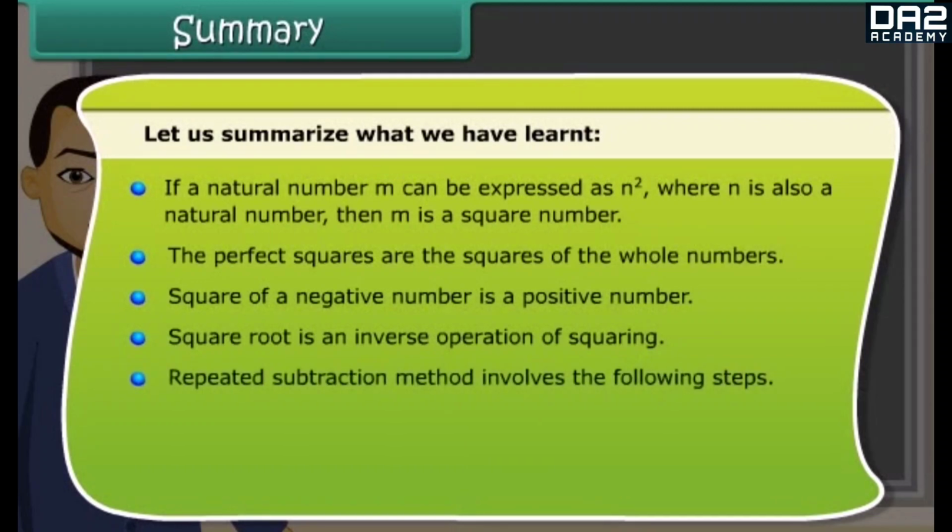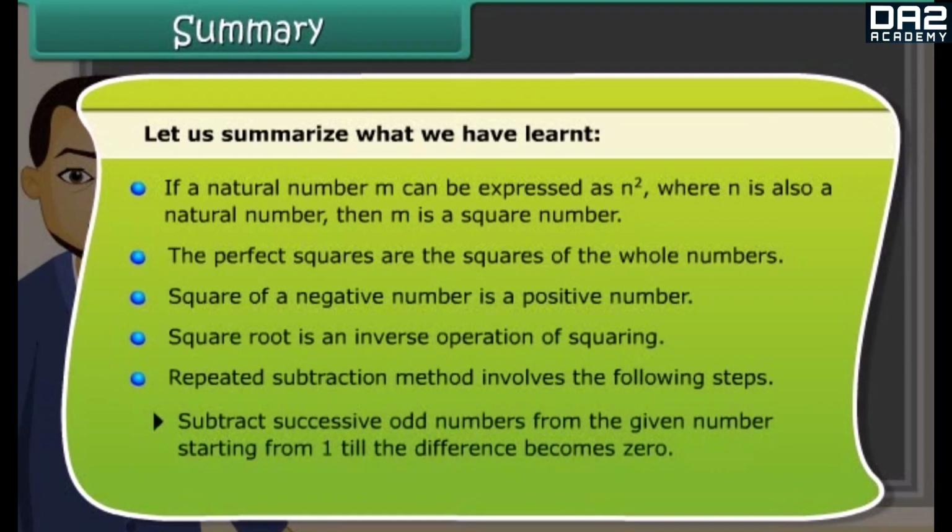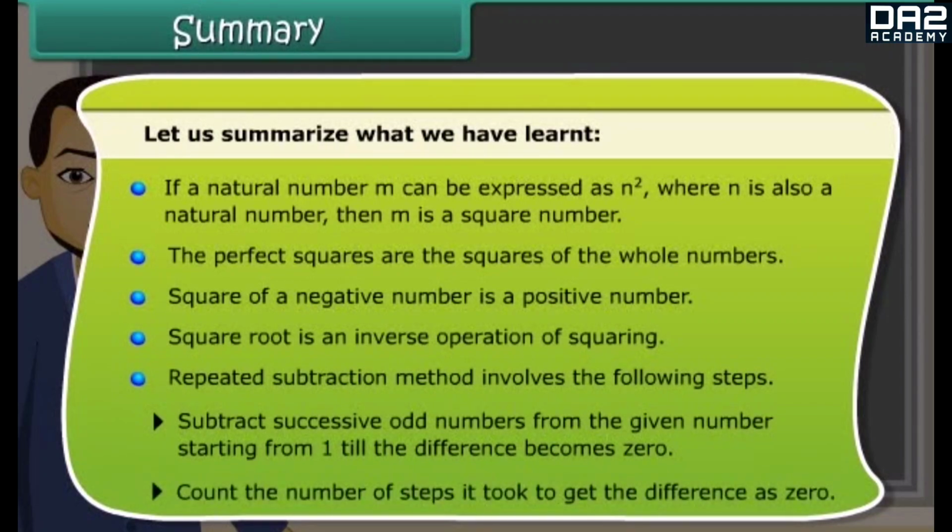Repeated subtraction method involves the following steps. Subtract successive odd numbers from the given number starting from 1 till the difference becomes 0. Count the number of steps it took to get the difference as 0.